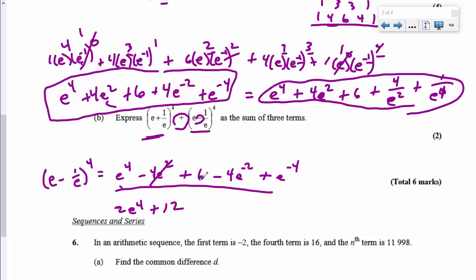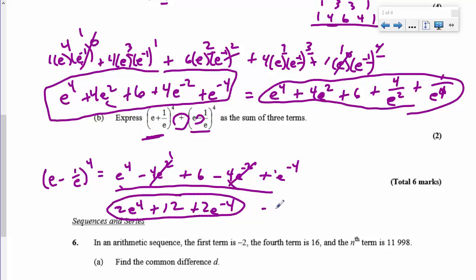That's your second term. And then we got this thing again, positive 4e to negative 2 and then negative 4e to negative 2. They're going to cross out and make 0 when you add them. Here you got this plus this, the same thing twice. So it's going to be plus 2e to the power of negative 4. This is your answer for the second question.